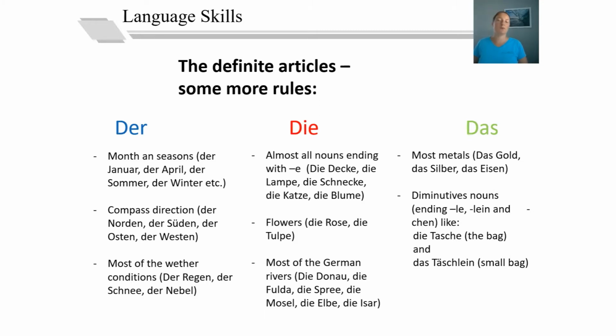Das has most of the metals: das Gold, das Silber, das Eisen, das Blech. Then we talk about diminutive nouns. Endings like -le or -lein make nouns smaller, nicer, cuter. The bag, die Tasche, das Täschlein, a small bag. Das Haus, the house. Das Häuschen, a very cute small house. Häuschen.